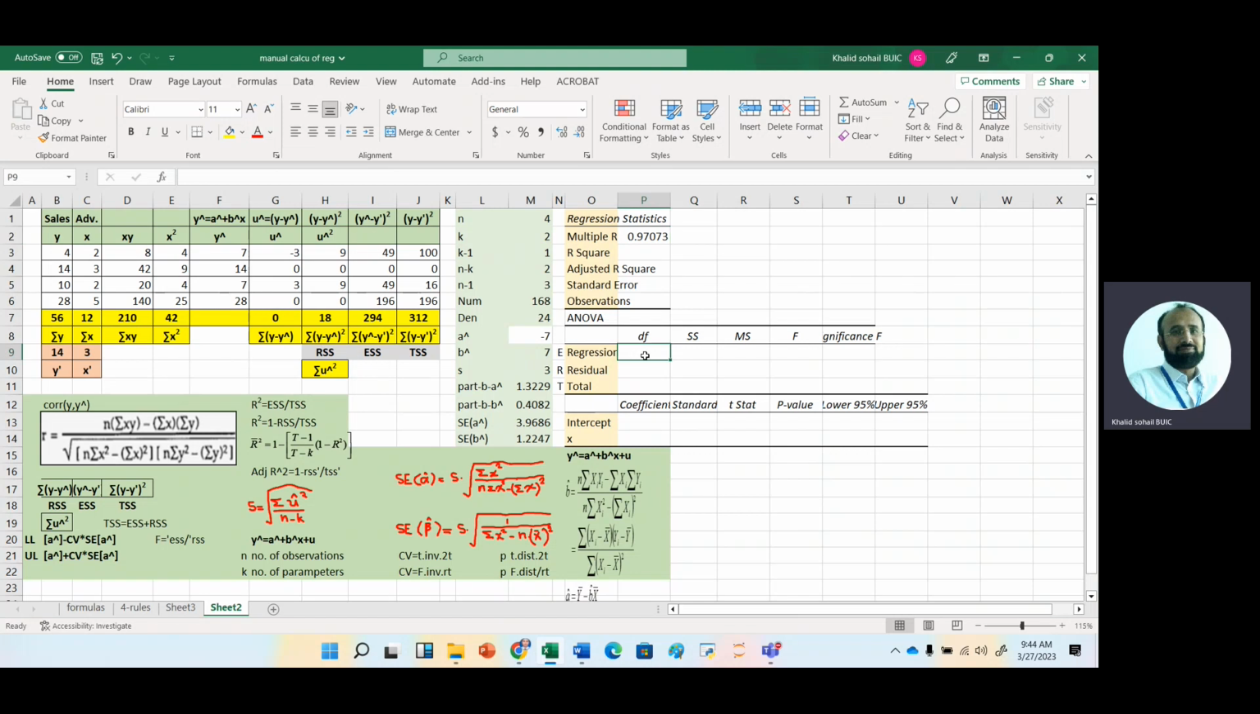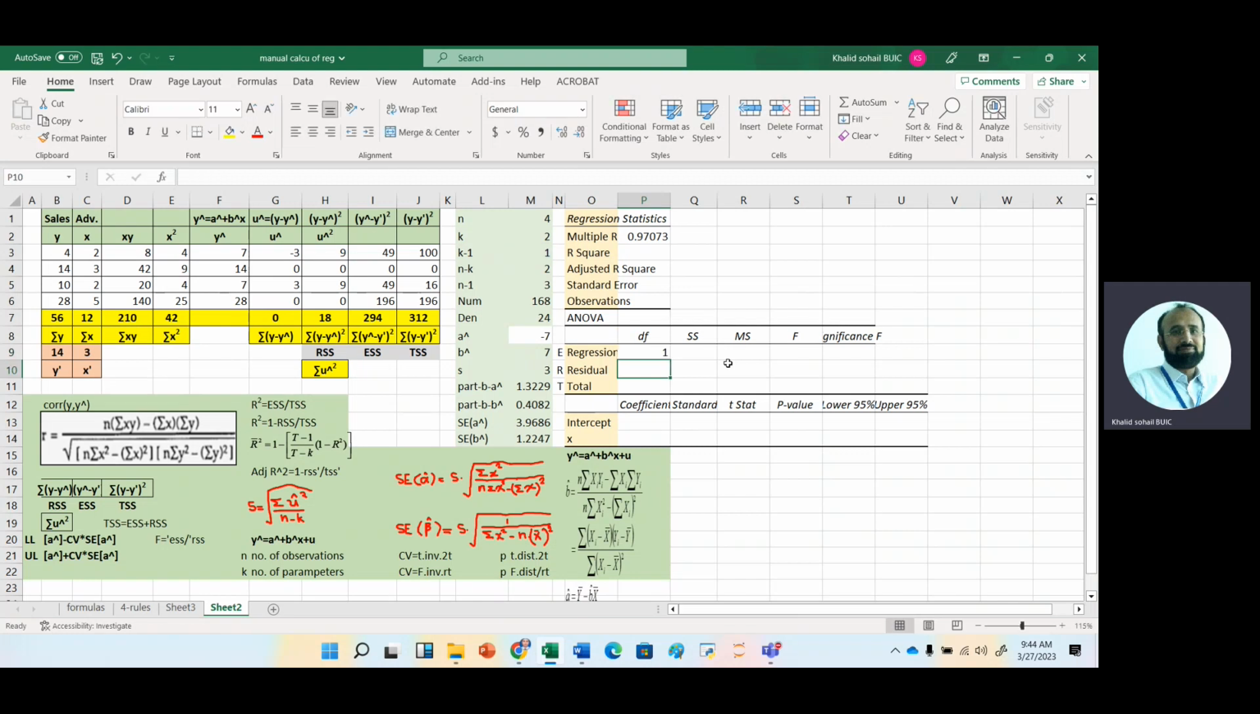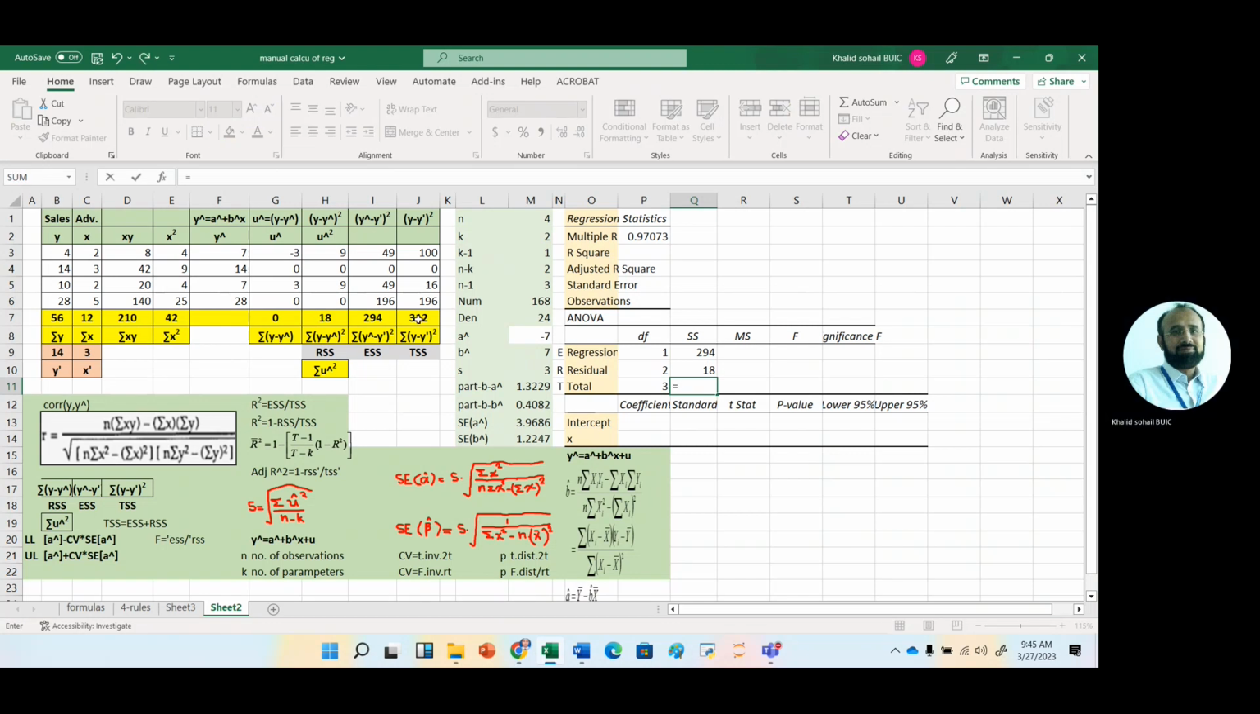Here, the first one is we will complete this ANOVA table. This is our k minus 1. I have written in sequence. Then copy it down. The next is n minus k, and the last one is n minus 1. Now, here this is basically ESS. We have already calculated this one. This is our ESS. Then RSS, that is 18. And then TSS, we can sum it, or we have this value 312.